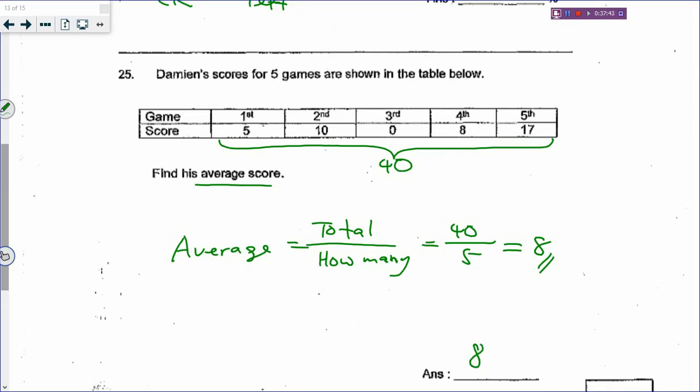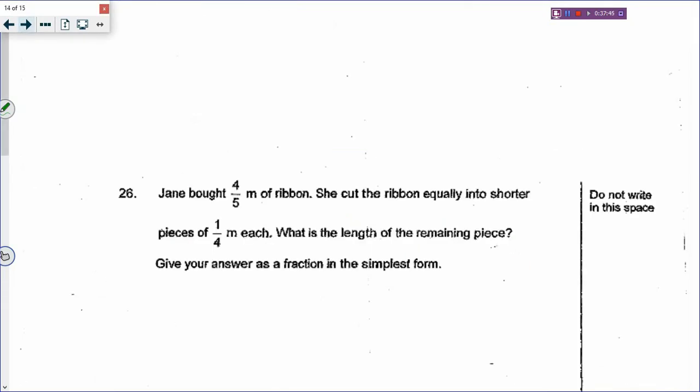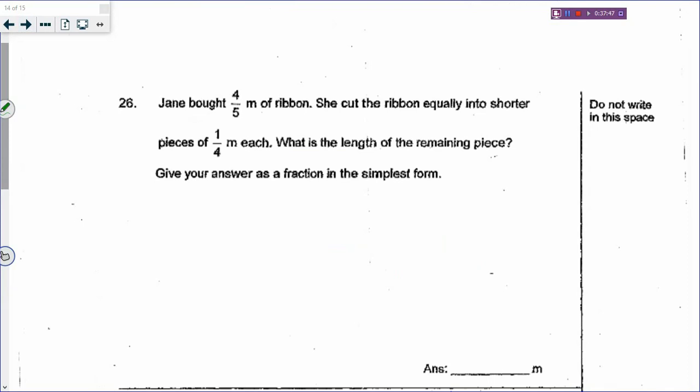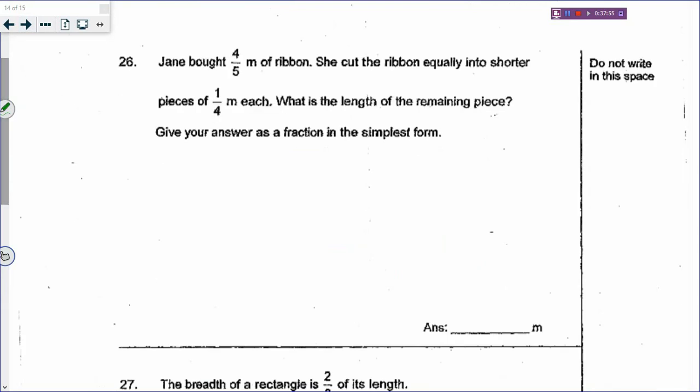Okay, let's go to question 26, coming to the end of the paper 1 lesson. Now this question is very, very important. It's very common because many students will make mistakes in how to find the leftover. How do you find the length of the remaining piece? Jane bought 4/5 meter of ribbon. She cut the ribbon equally into shorter pieces of 1/4 meter each. What is the length of the remaining piece? Your answer must be a fraction in the simplest form.